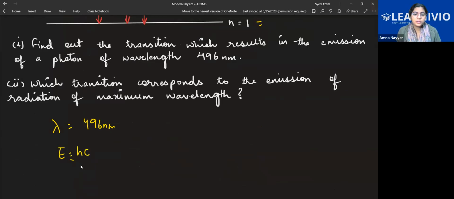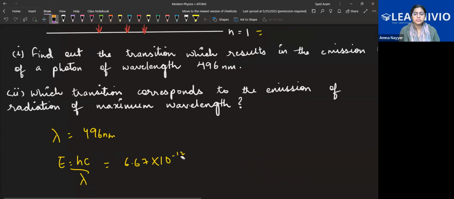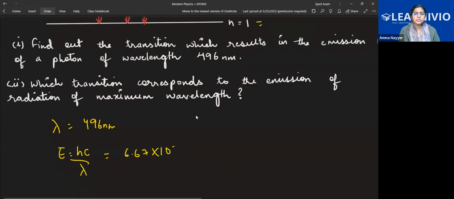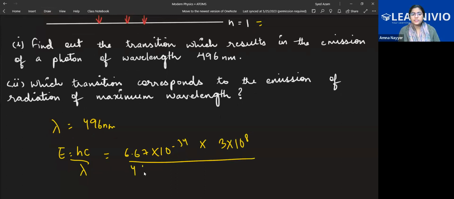E is equal to hc by lambda. So h is 6.67 into 10 to the power minus 34. Speed of light is 3 into 10 to the power 8 meter per second. Wavelength is 496 into 10 to the power minus 9 because I have to convert it into meters. And I am dividing it by 1.6 into 10 to the power minus 19, so I'll get the answer in electron volt.